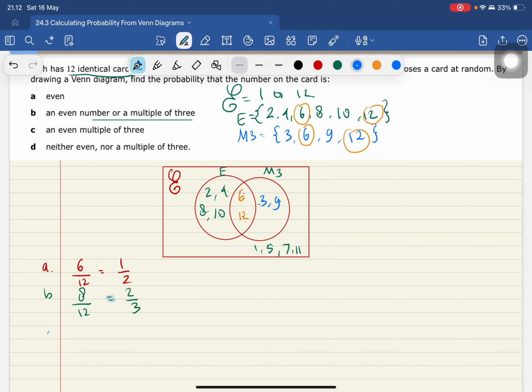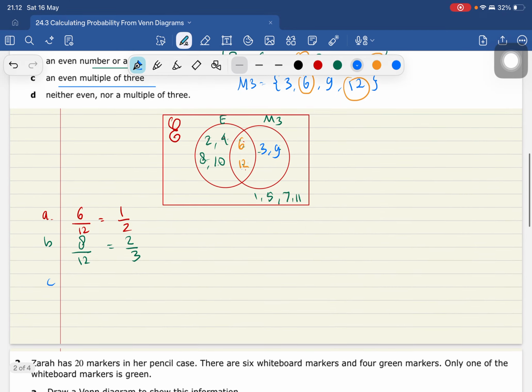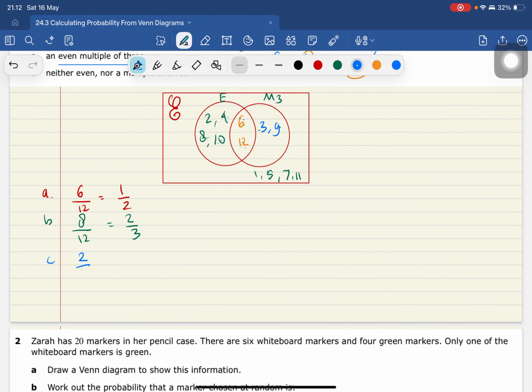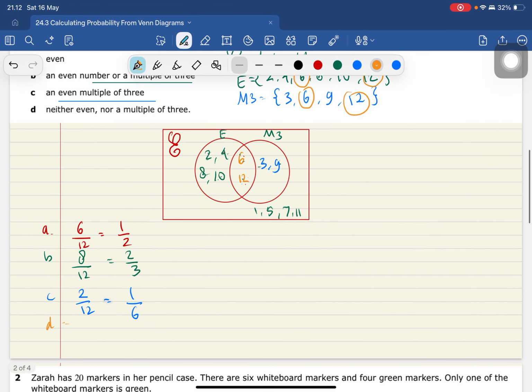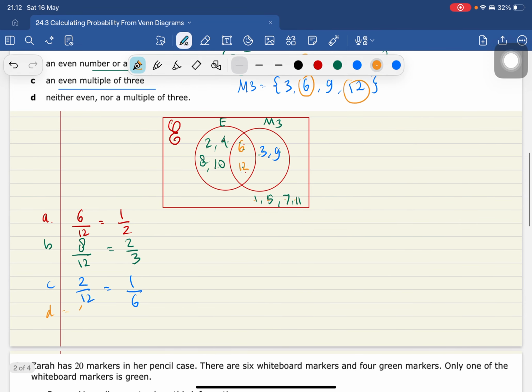Next for C, even and multiple of 3. The numbers that are even and a multiple of 3 are only 6 and 12. So 2 over 12, we simplify to be 1 over 6. Next for D, neither even nor multiple of 3. We got 1, 2, 3, 4. So 4 over 12, we simplify to be 1 over 3.